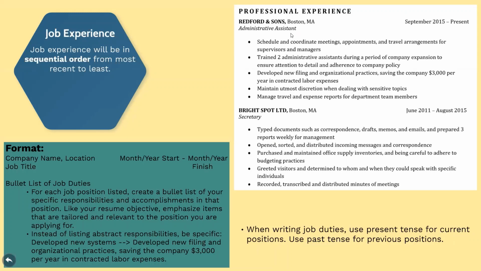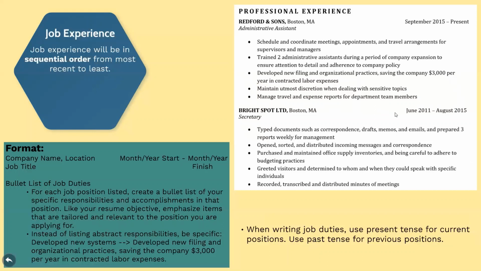This job seeker's current position is at Redford & Sons, Boston, Massachusetts. He's been there from September 2015 to present. If this is your current position, put present. It's followed by his job title as administrative assistant. It's good to have 3 to 4 bullets of job duties. His previous position was at Bright Spot Limited from June 2011 to August 2015. Remember, your job experience is like a timeline of your career. You start with the most recent and your current position, followed by the previous positions you've had.